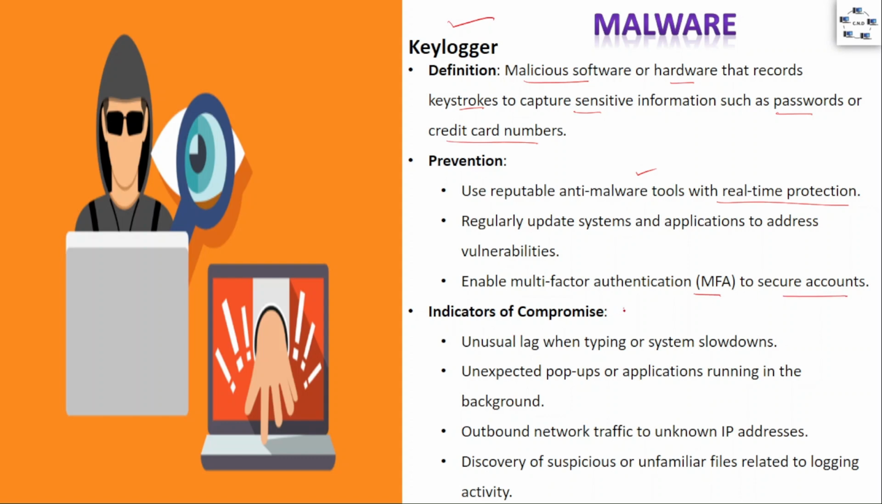Indicators of compromise include unusual lag when typing or system slowdowns, unexpected pop-ups or applications running in the background, outbound network traffic to unknown IP addresses, and discovery of suspicious or unfamiliar files related to logging activity.